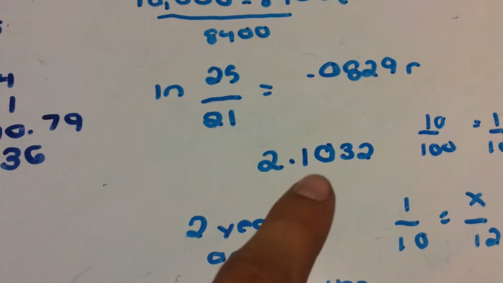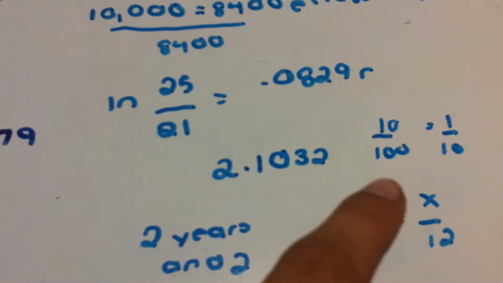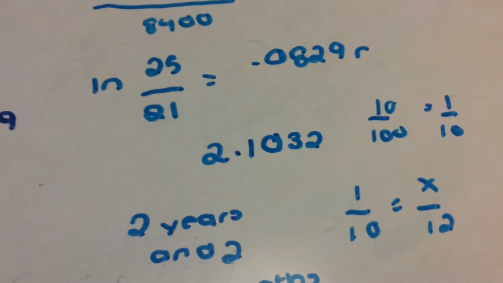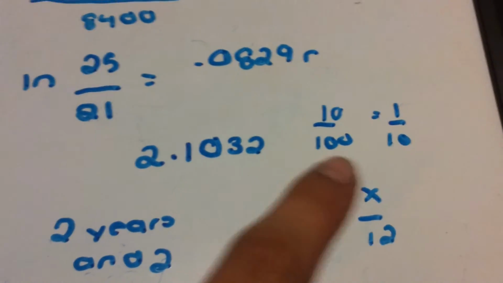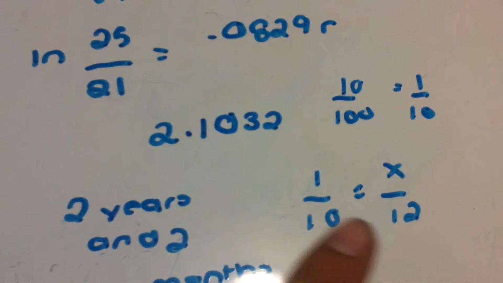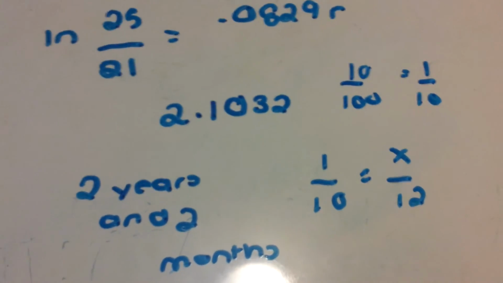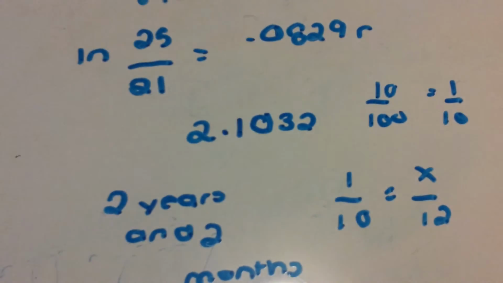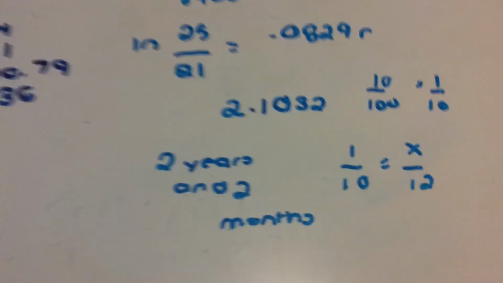the next two decimal points, and you would set it over 100 so you can find the monthly value. 10 over 100 equals 1/10. 1/10 equals x over 12. Cross multiply, it would be 12 over 10, and that would be 1.2, but you would round up, so it would be 2 years and 2 months. And that's your answer.